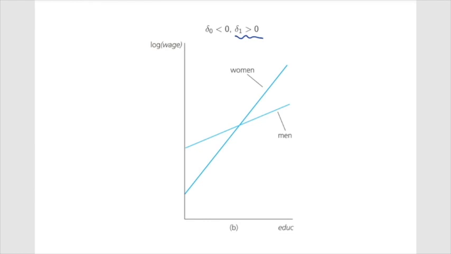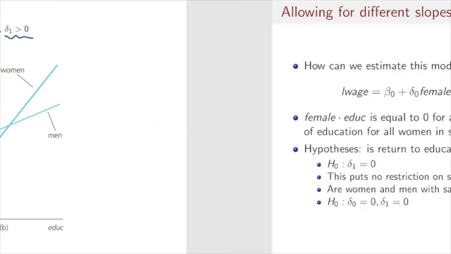If we know the marginal return for education is higher for females than for males, then we may make policies to encourage female education in the hope of reducing the gender wage gap. But if delta 1 is negative, then the education-oriented policy will just make the gender wage gap worse, because males will benefit more from such education policies than females.